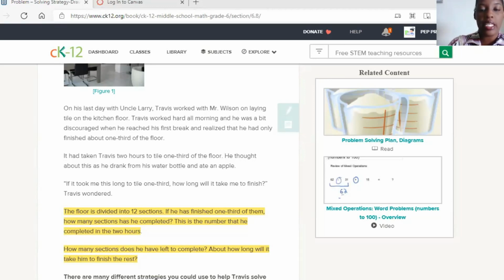So it's a pre-writing strategies or skills workshop and a problem solving workshop. What we're doing today is problem solving. And then we're going to do pre-writing strategies on another occasion.